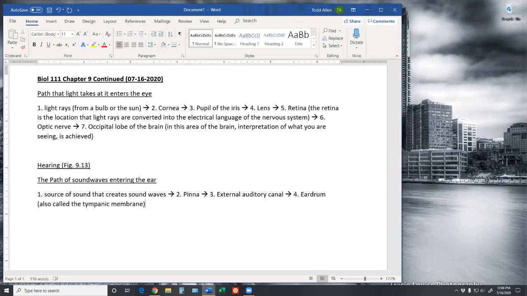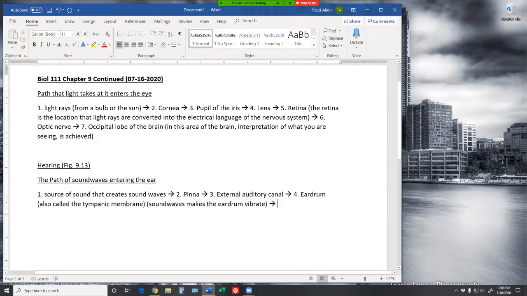Okay, so when sound waves hit the eardrum, it makes the eardrum vibrate. Sound waves make the eardrum vibrate.